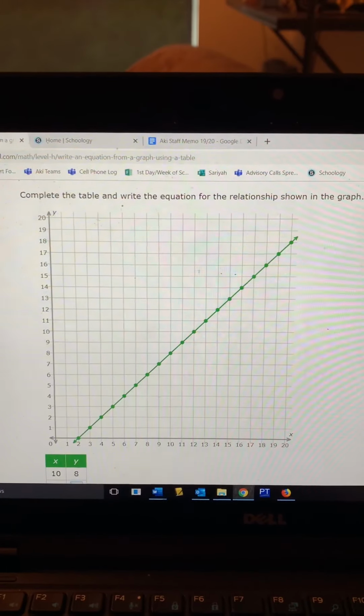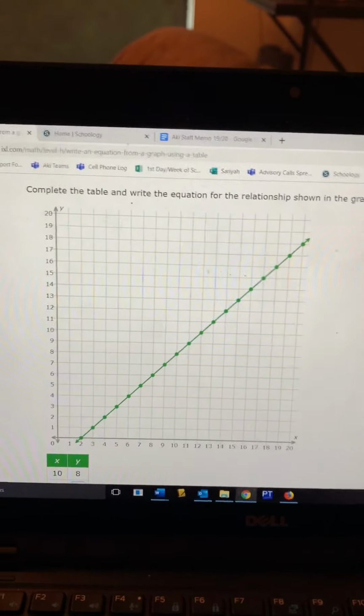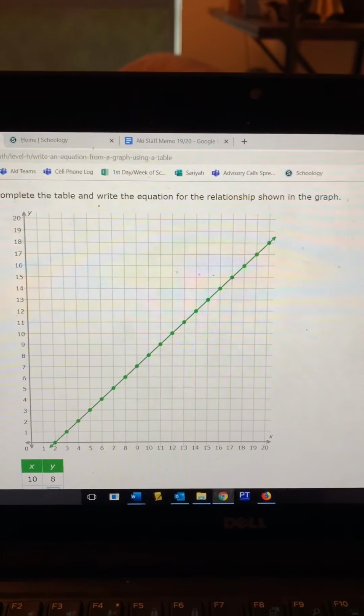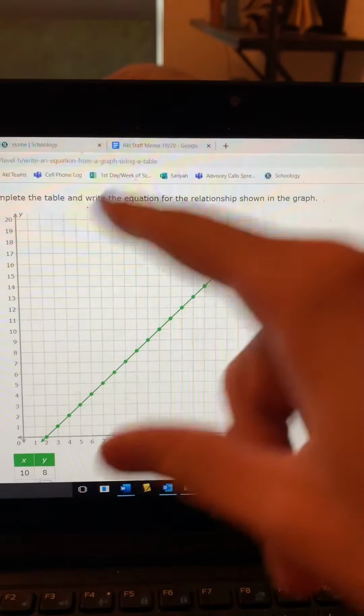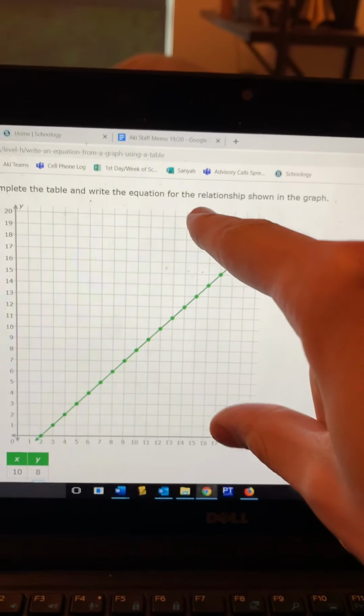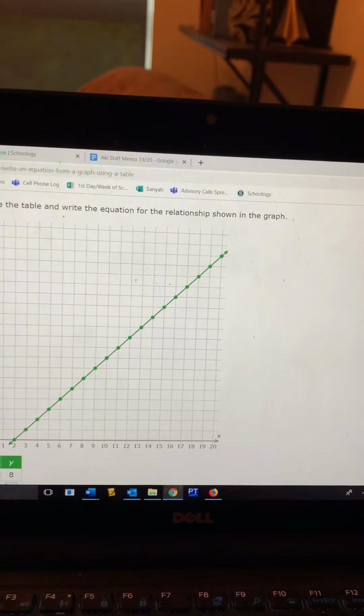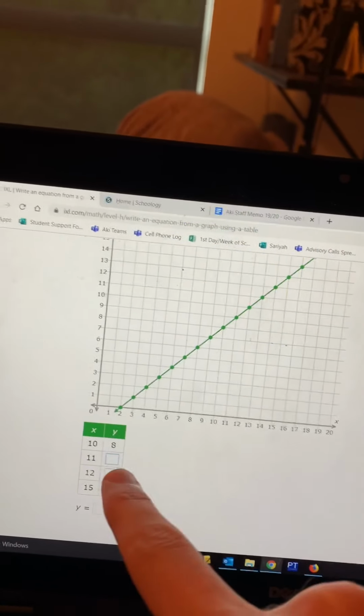You can't do that. Guys, let's jump right into an example. In this lesson, you're given graphs and you need to turn them into tables and then use the tables to write equations. So here's a graph. It says complete the table and write the equation for the relationship shown in the graph. So they fill it out for you, at least one of them.